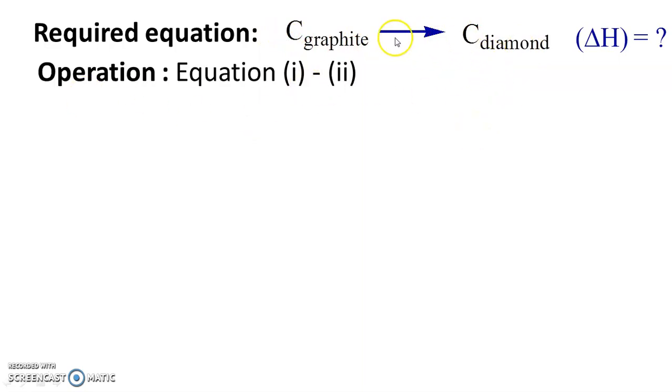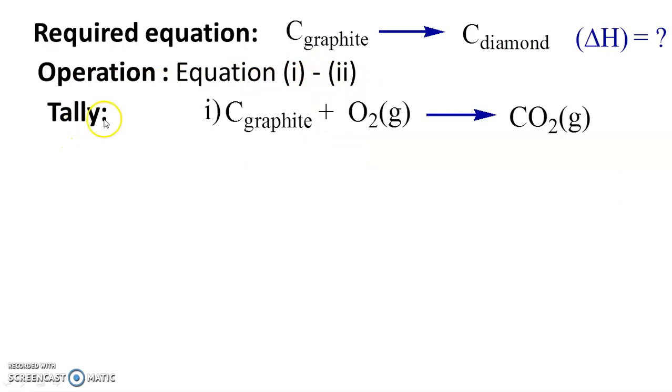Now operation. Now how this required equation is obtained? Now two equations are known, equation 1 and equation 2. So when equation 2 is subtracted from 1, we get this required equation. So check whether this operation is correct or wrong. For that purpose, third step is tally.